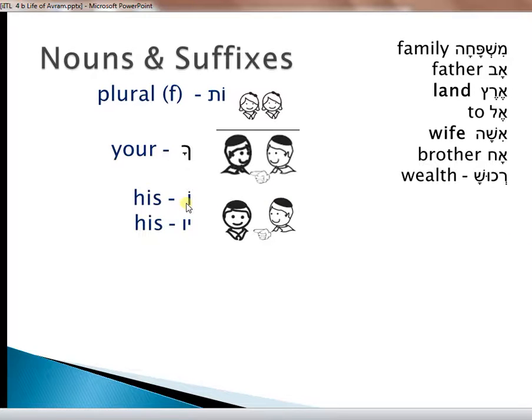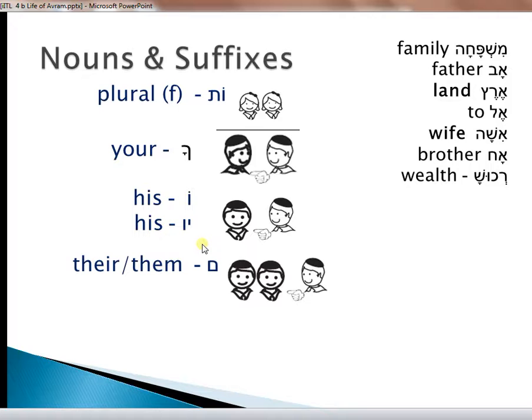His. When you're talking about somebody, you go, oh boy, what did he just do? Vav, or Yud Vav, is also his or him. Achiv, rechusho, ishto, elav, artzo, aviv. The Vav at the end means his.